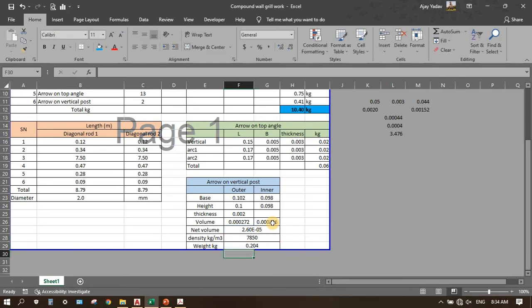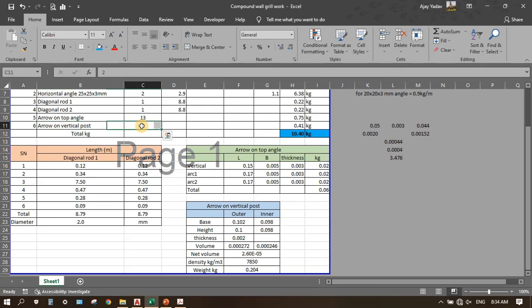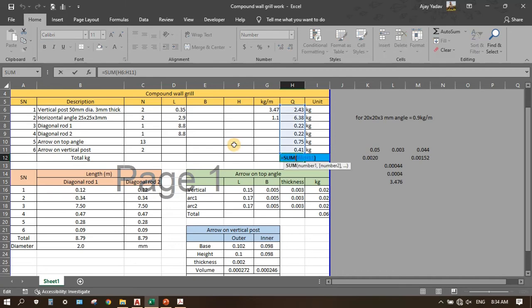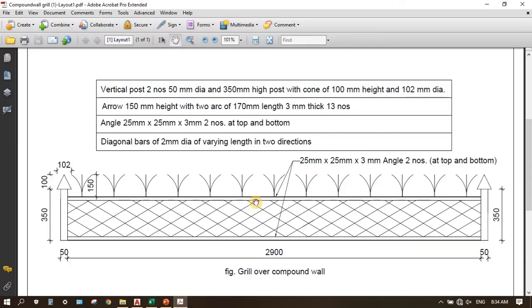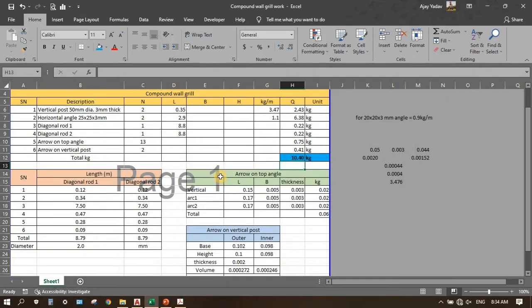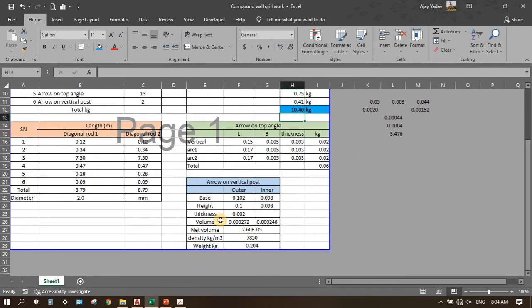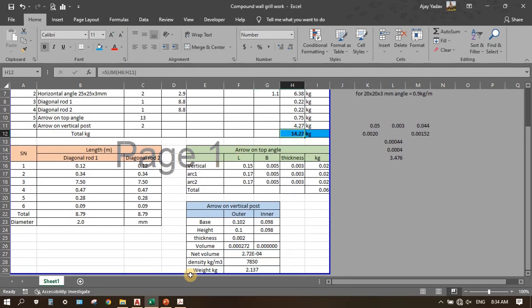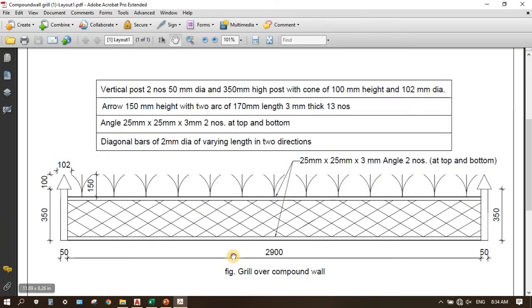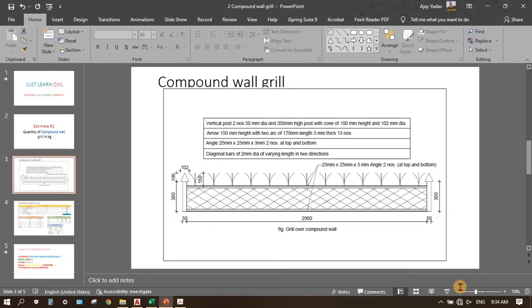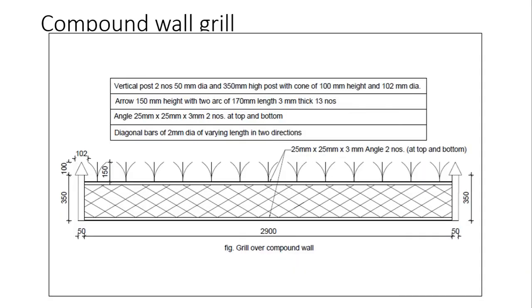There are 2 arrows, so multiply it by 2, you will get total. Now add all of them, you will get 10.4 kg weight of this grill. Now when you assume this arrow to be solid, make it 0 and you will get 14.27 kg. So you can change accordingly as per your design, as per your dimension. In this way you can find the compound wall grill weight in kg.